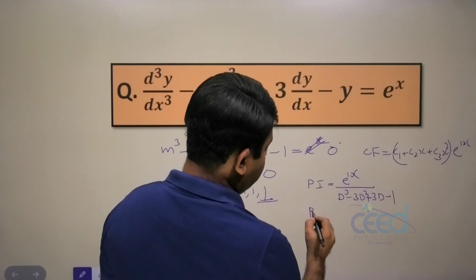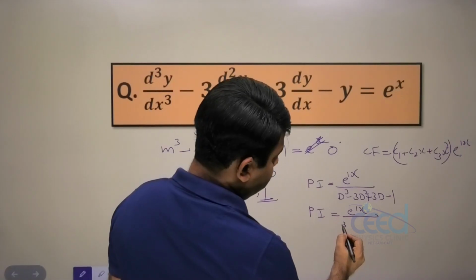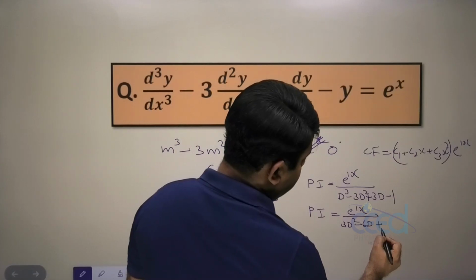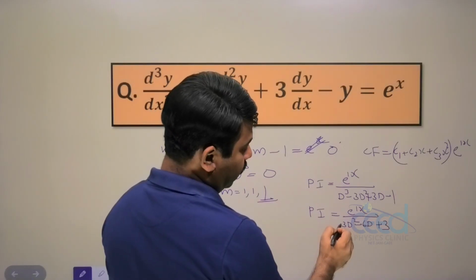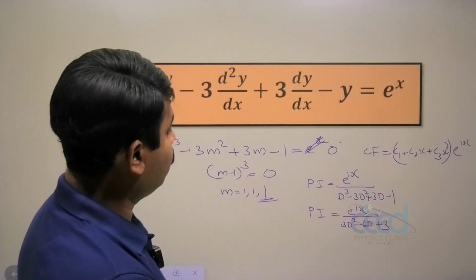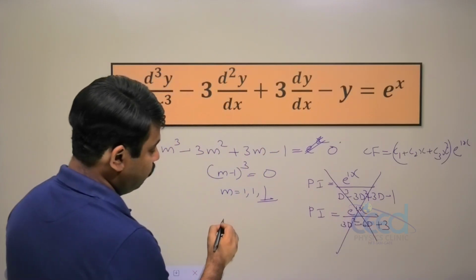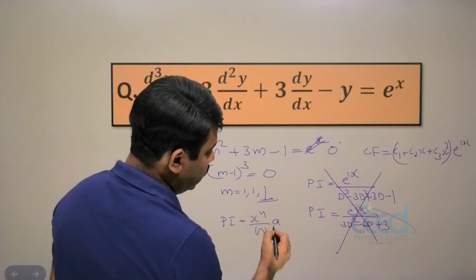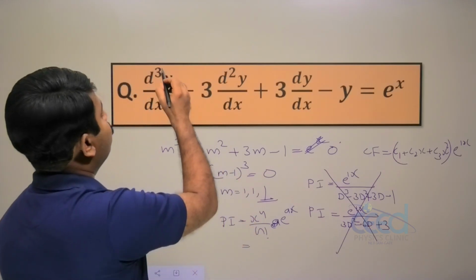Then you write the particular integral as e raised to 1x divided by the differential of this, 3d square minus 6d plus 3. Then put 1: 3 minus 6 plus 3, again 0. Again 0 means what we studied? The particular integral is not possible by this method. You can write the particular integral as x raised to n by n factorial into e raised to ax. Now what is n? N is the order of the differential equation.